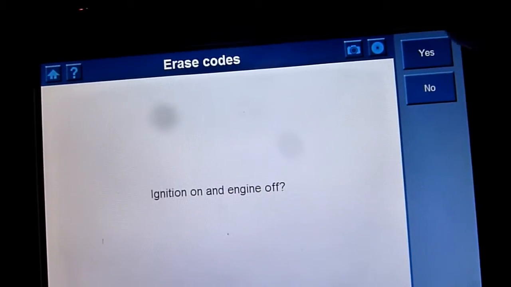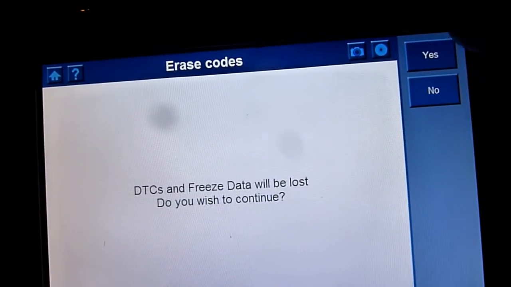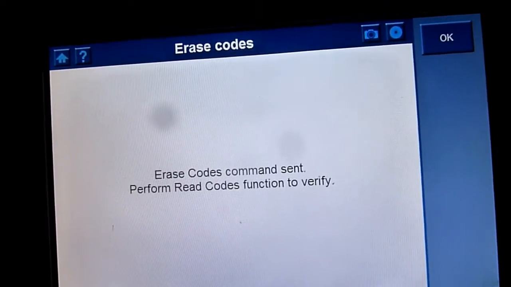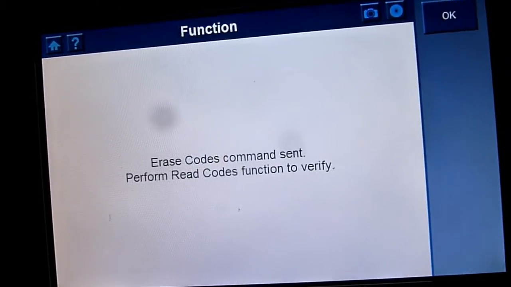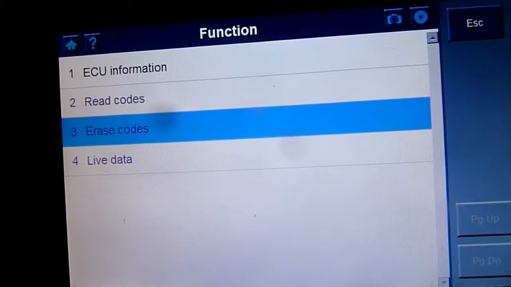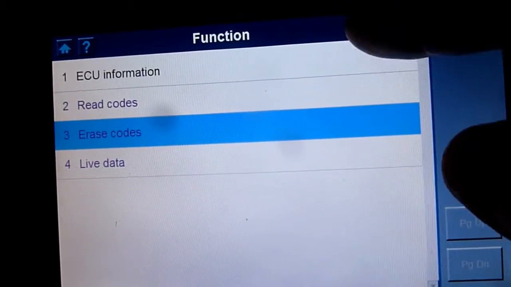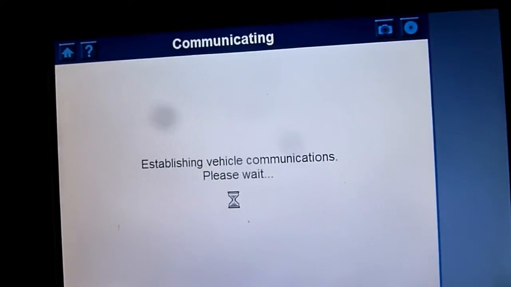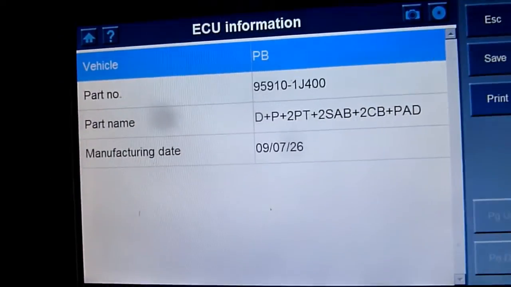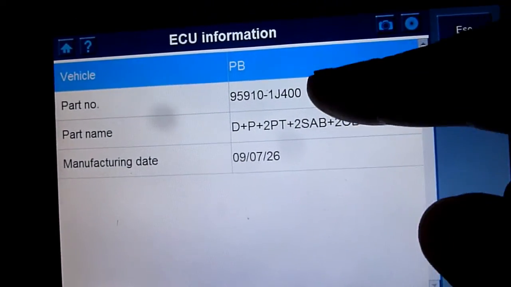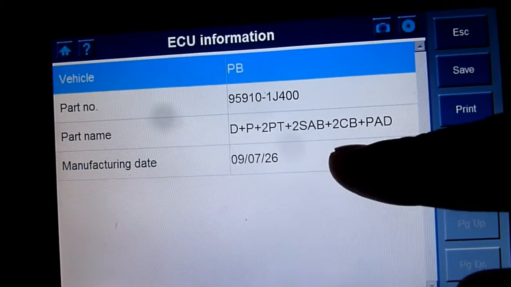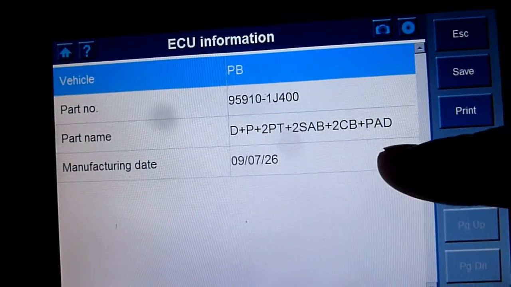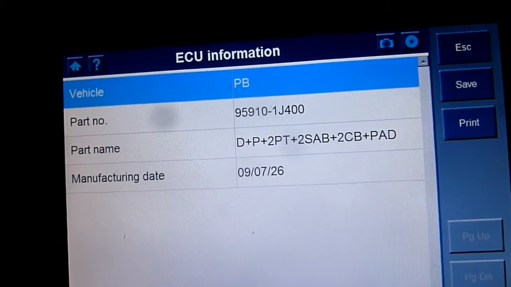Ignition on and engine off, yep. Raise codes command sent, okay. So owner says this has already been done, but it came back. So this is the test. If it comes back now, there's usually a part number. That's good.